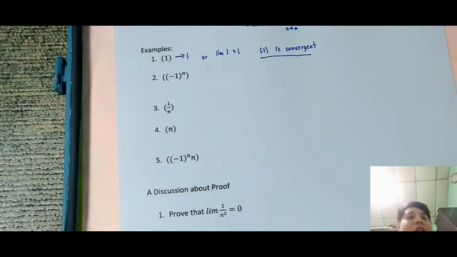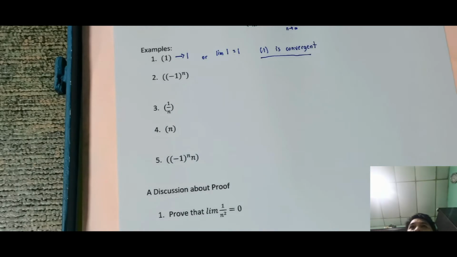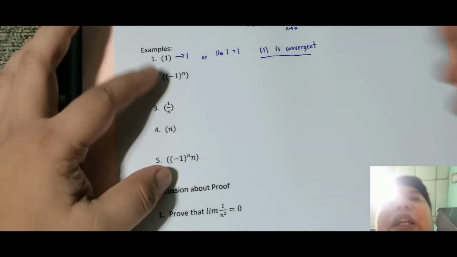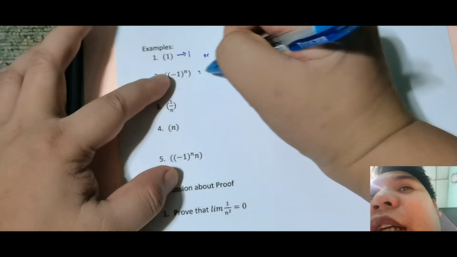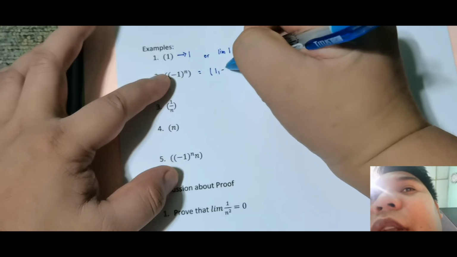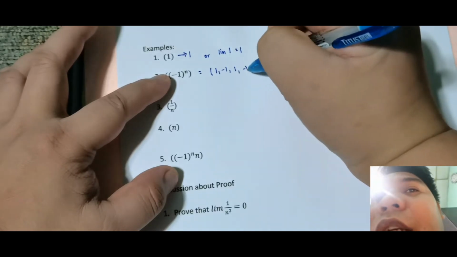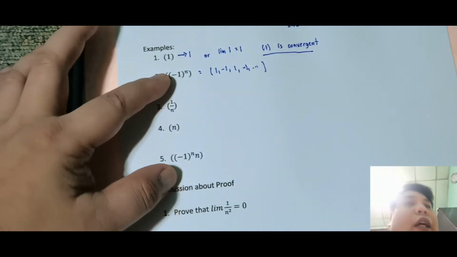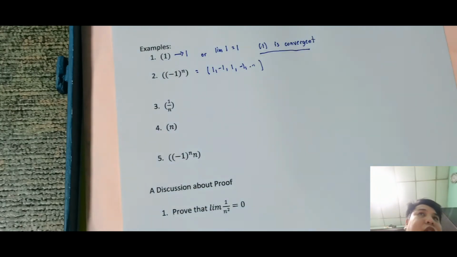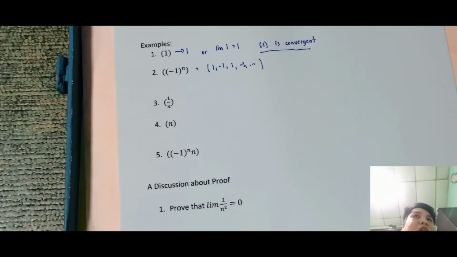Okay, next, tingnan si number 2. Observe natin yung behavior. Ang laman nito, 1, negative 1, 1, negative 1, and so forth. Alternating ito, salitan lang. Kung napapansin mo, saan siya nagko-converge? Sir, nagko-converge po siya sa dalawang number, 1 saka negative 1.